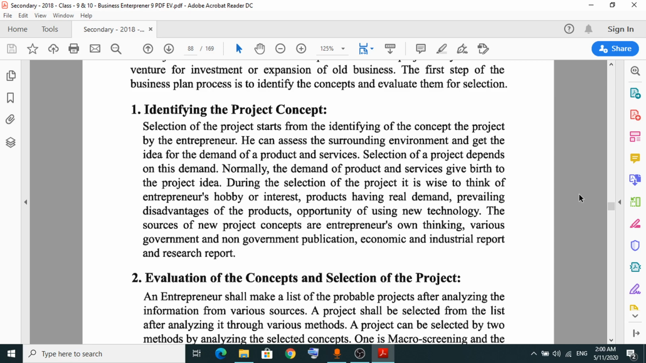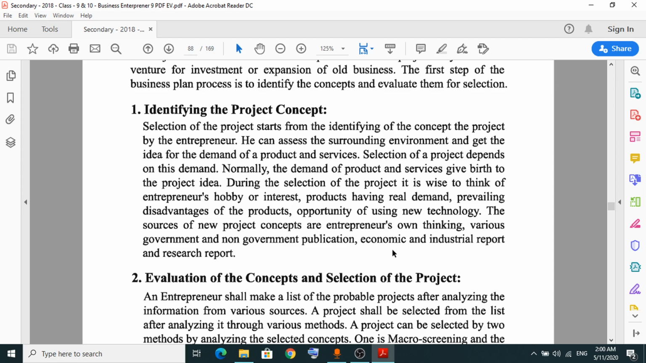Selection of the project begins or starts. So yeah, this line says the same thing. Selection of the project starts from identifying the concept of the project by the entrepreneur. He can assess the surrounding environment and get the idea for the demand of a product and services.